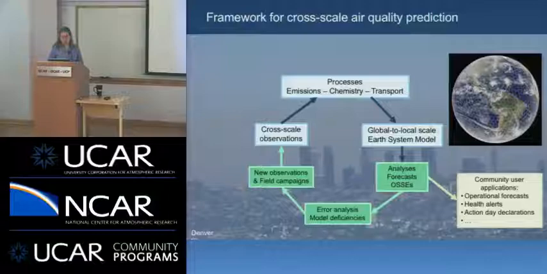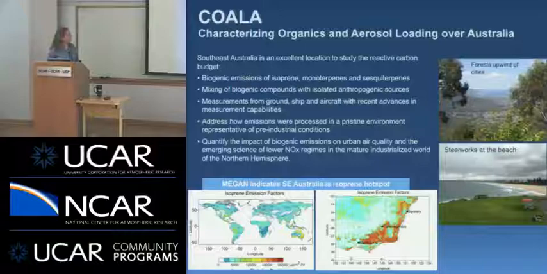And so one campaign I just want to close with that we've started defining is to look in a very different regime from Korea, where we were looking at urban emissions interacting with emissions from the forest. In Southeast Australia, there are very high biogenic emissions in a global isoprene map. Southeast Australia is a real hot spot. And these biogenic emissions are upwind of Sydney. So Sydney residents are very concerned about how much influence that has on their air quality.